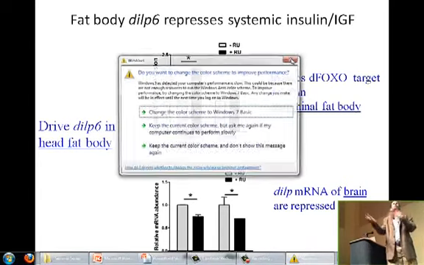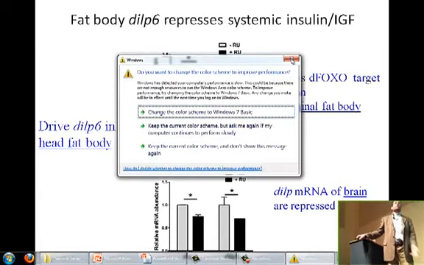Well, how would this work? We're almost back to where we started from. Oh, great. So we're overexpressing FOXO in fat body. Yeah, it works through DILP6.